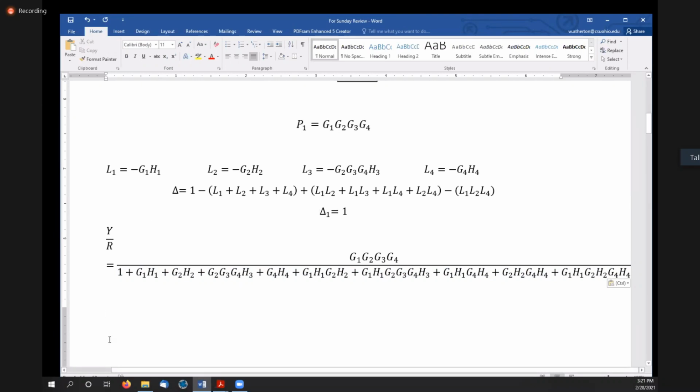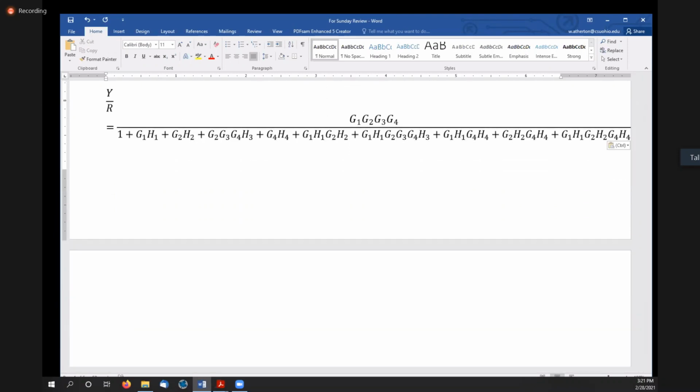Anything else, block diagram reduction, is going to take much longer.